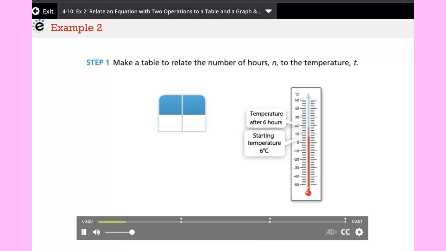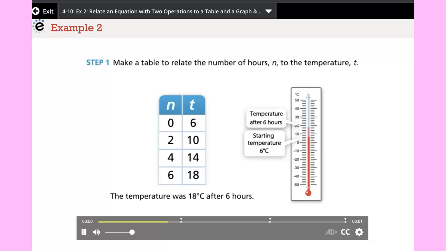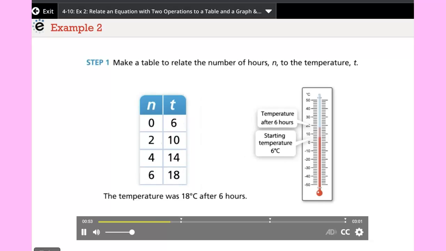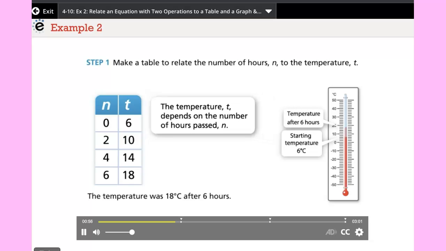One way to solve the problem is to make a table to relate the number of hours, N, to the temperature, T. The starting temperature was 6 degrees Celsius. So when N equals 0, T equals 6. Then the temperature increased 2 degrees every hour and 4 degrees after 2 hours. The temperature was 18 degrees Celsius after 6 hours. Notice that the temperature, T, depends on the number of hours passed, N.